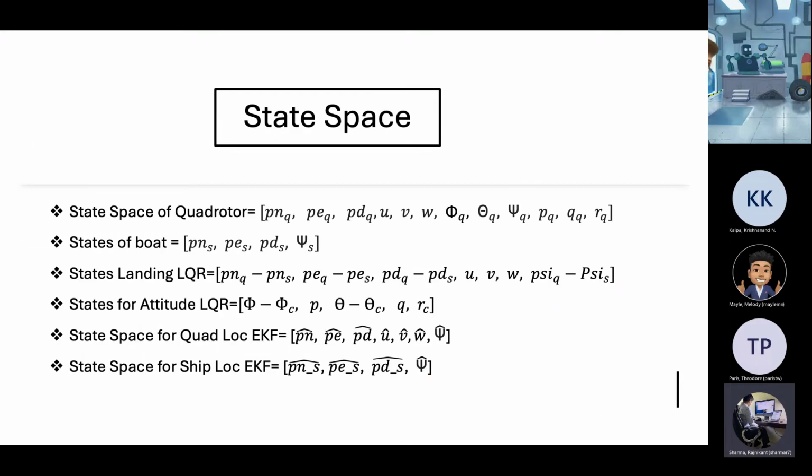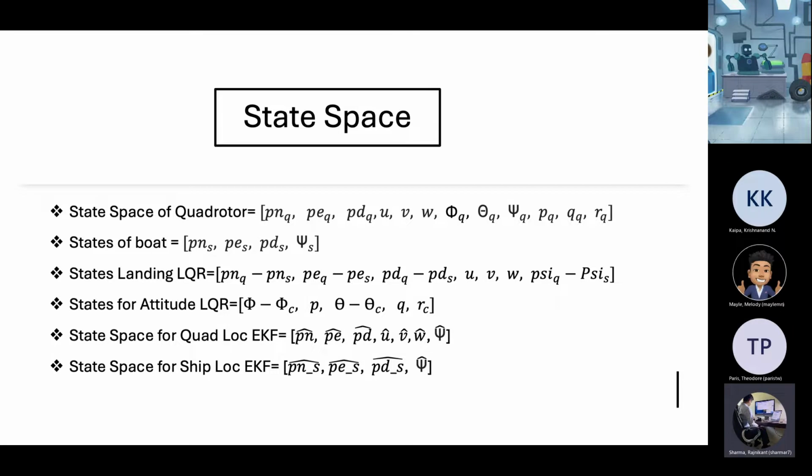So these are the state space matrices we'll be using throughout this paper. We have the state space of the quadrotor, that is all the 12 states. We have the states of the boat. Throughout this paper, we'll be using words like boat, ship, and vessel. They all mean the same thing.